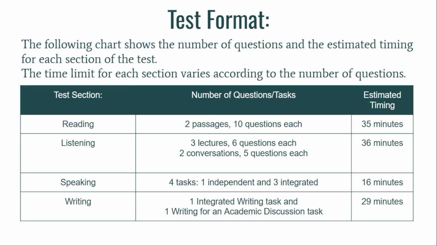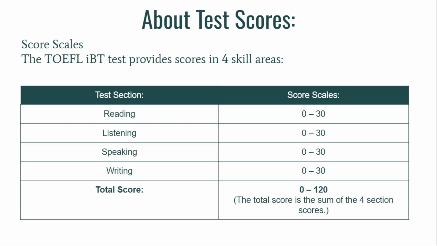Okay, now the score that you get for each section is out of 30 points. Reading, you score between 0 to 30. Listening, between 0 to 30. Then speaking also 0 to 30, and writing also 0 to 30. Overall you get scores out of 120 by summing up all four sections.